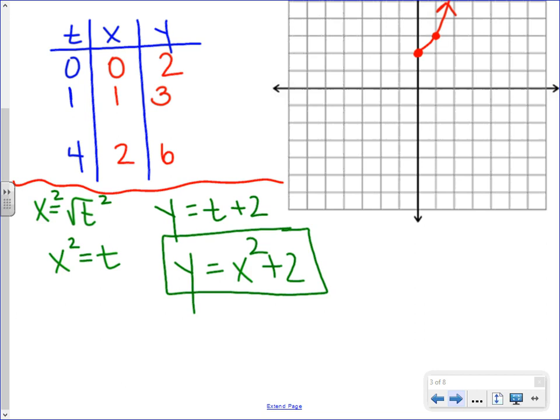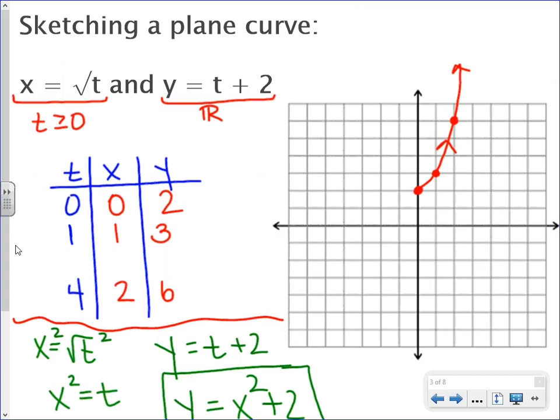Now, if you're eliminating the parameter, we also have to think about the domain. Because if we eliminate the parameter, how many of you are going to be tempted to draw a full parabola here? Like, sweet, x squared plus 2, I'm going to draw a parabola, shift it up 2. Okay, but why do we need to be careful? Originally, we had the square root of t, and we said t has to be greater than or equal to 0. I cannot plug in any negative numbers. Well, if t is going to be greater than or equal to 0, that's going to affect our domain.